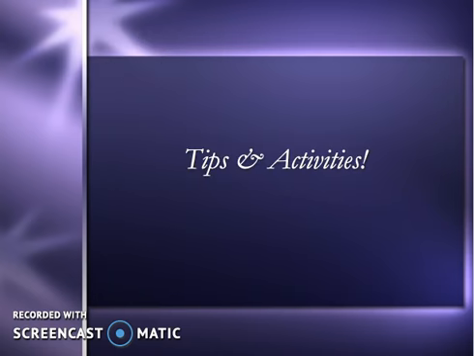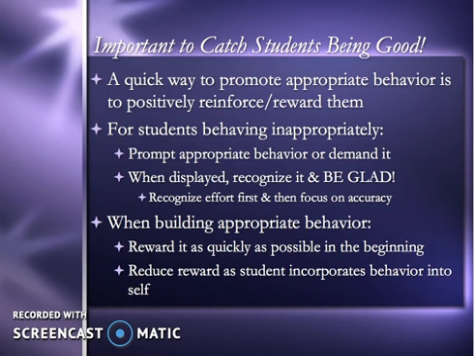We're going to cover a few brief tips and activities that may be helpful to you. One thing that has always been helpful to me is to catch students being good. When you know people are doing right, when people are working hard, point it out. Then reward those people and provide them with that positive reinforcement. When students are behaving inappropriately, prompt appropriate behavior. I say demand it, but a better word would probably be require it. When you see someone doing something incorrectly or inappropriately, say, do this instead. This is what you should be doing.